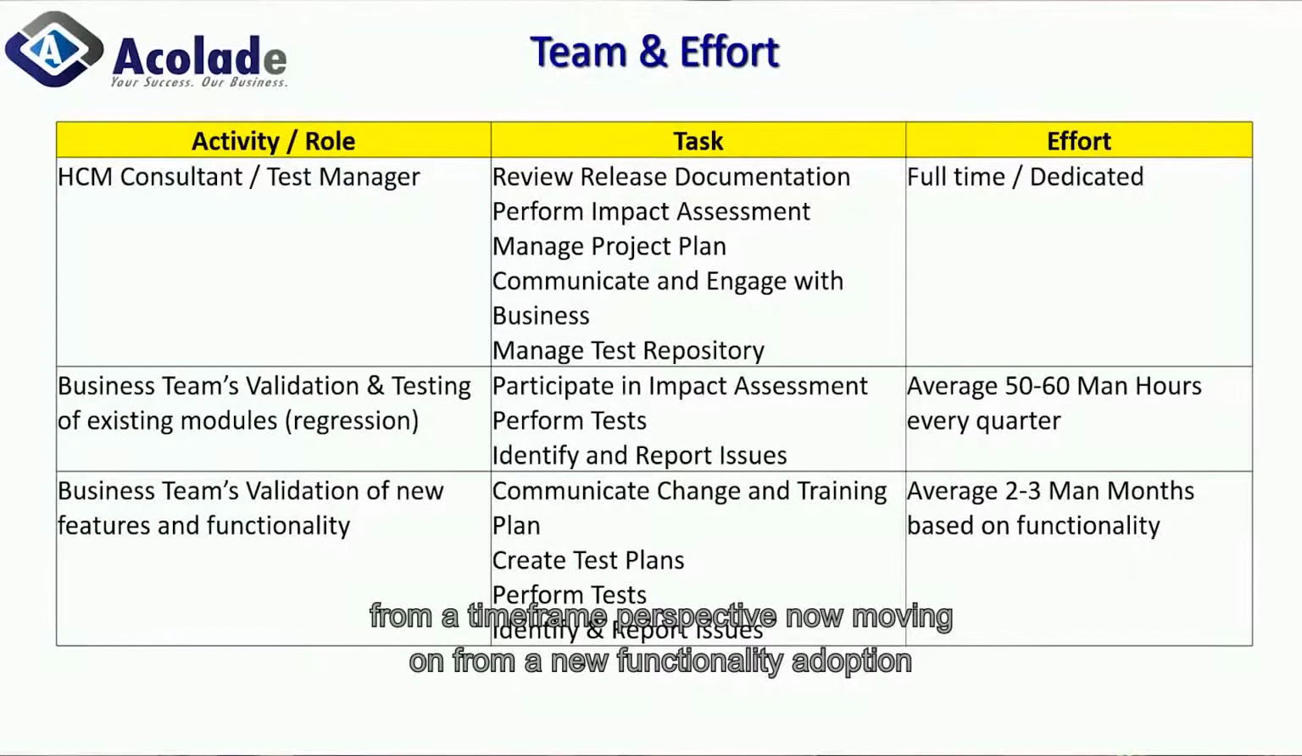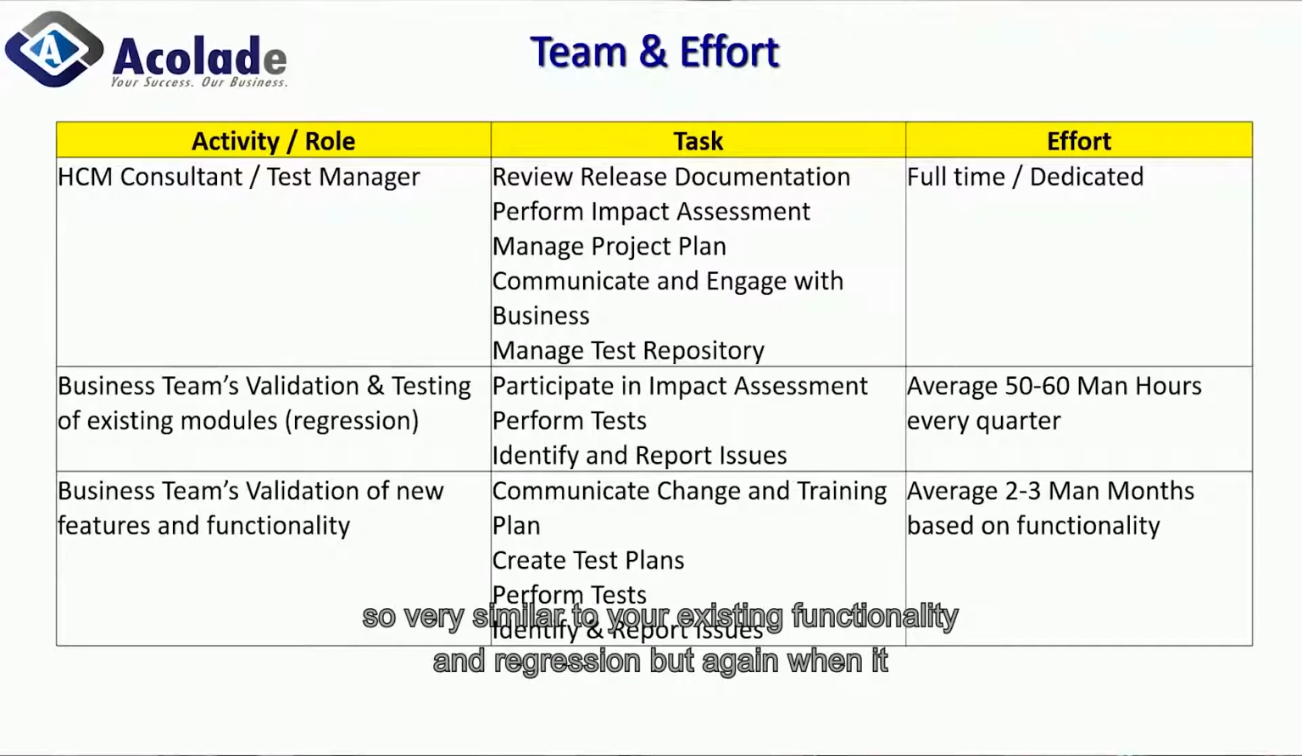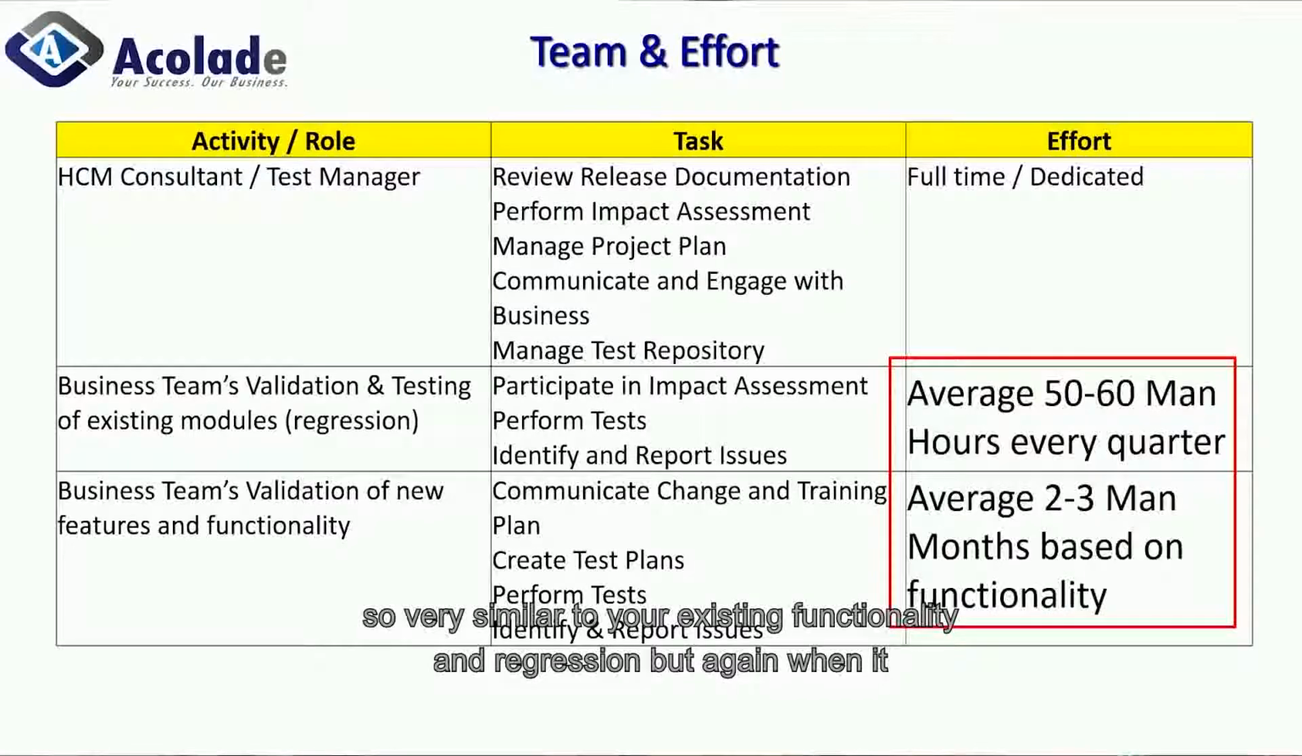Now, moving on from a new functionality adoption perspective, again, there's a fair few tasks there. Communicate change and training plan to your business stakeholders. Create a test plan, perform tests, and identify and report the issue. So very similar to your existing functionality and regression, but again, when it comes to new functionality, a lot of planning needs to go in.